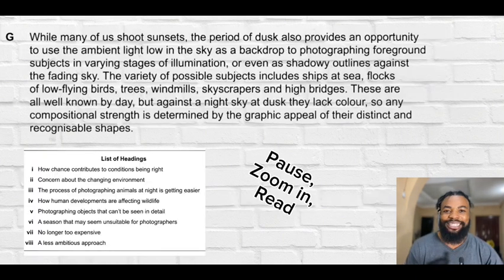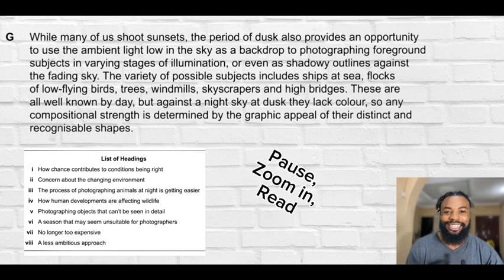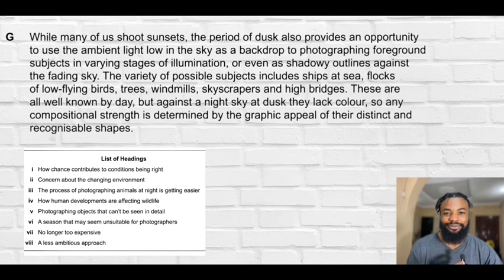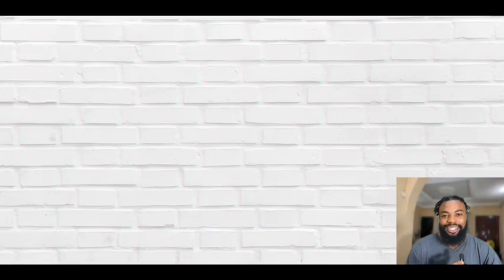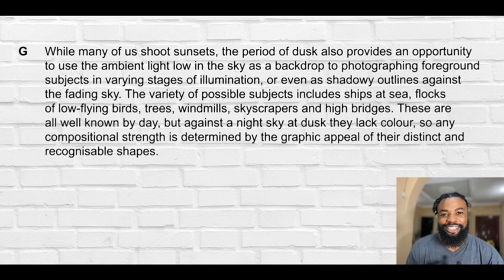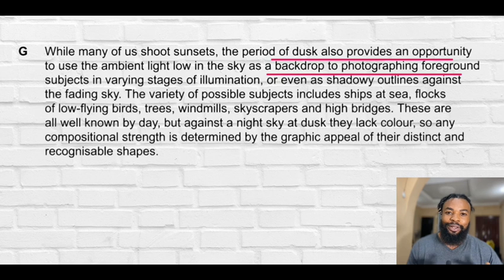Okay, so it's time for section G. As always, you can read the section first and then choose a heading for it. You can pause the video. Okay, fine. So I believe you have read section G. Now, section G talks about the fact that dusk can really be a good time to take certain kinds of pictures. For example, you can use the light of dusk as a backdrop for foreground subjects. That is, for images that will be seen primarily in the video, and then the ambient light is just going to be at the background.